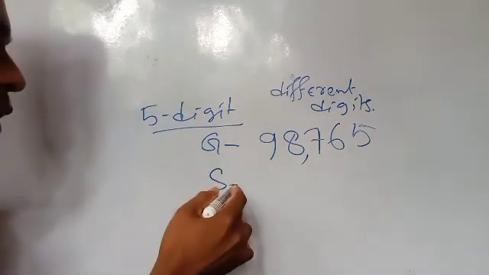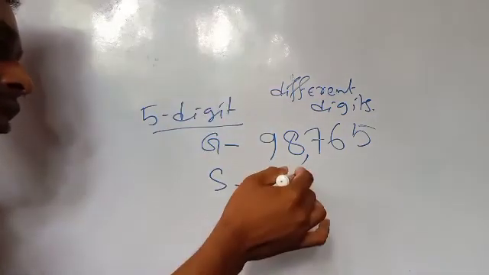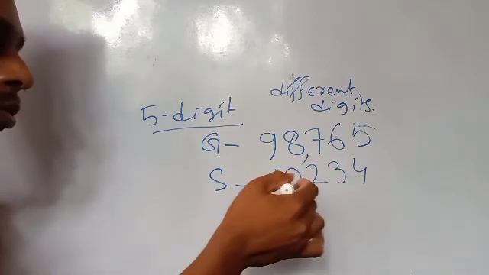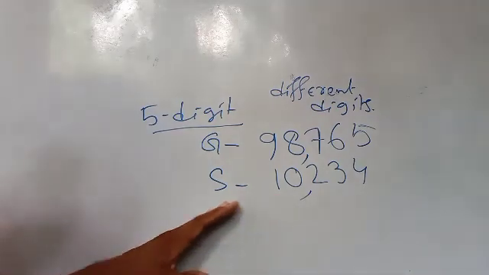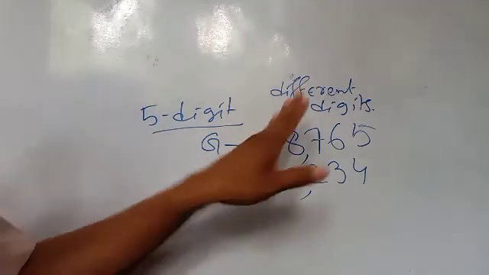If you want to make the smallest number with different digits, then first you have to write 1, then 0, then 2, then 3, 4. So 1, 0, 2, 3, 4, five digits. So these are the greatest 5 digit as well as smallest 5 digit numbers using different digits.